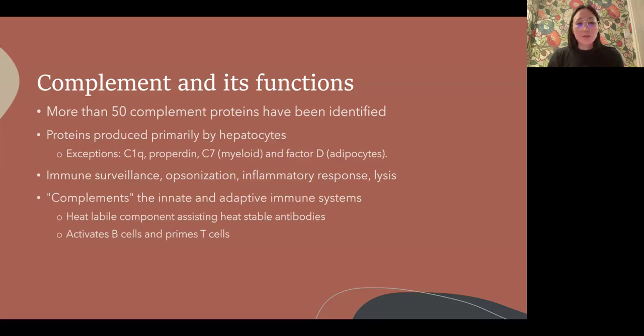Complement was originally named because it was discovered as a heat-labile portion of the serum that complemented the heat-stable antibodies in killing microbes. It's also been found to be not only an innate but an adaptive immune component, so it can activate B cells and prime T cells. In addition to protecting you against infections, it has a role in cleaning up apoptotic debris and ensuring some homeostasis in the endothelial cells. This becomes important when we talk about autoimmunity and the complement disorders.